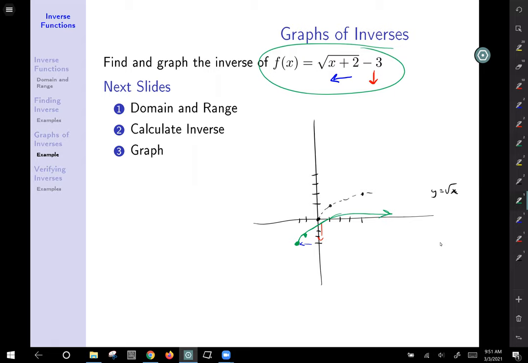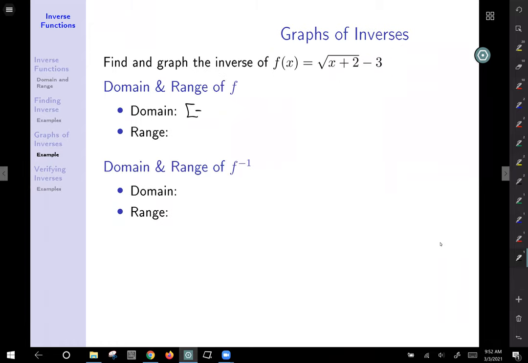So for our green function, the domain is going to be, inclusive, negative 2 all the way up to infinity. And our range for our green graph, I'll do that in black, is going to start at negative 3 and go up all the way, because that graph doesn't appear to be going up fast, but it is always increasing in height and it will get to positive infinity. So let's write that out on the next page. The domain starts at negative 2, so negative 2 inclusive, and it heads up to positive infinity. And the range starts at negative 3 and heads up to positive infinity.